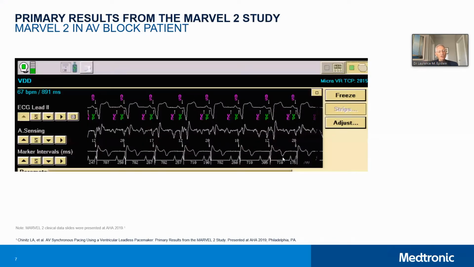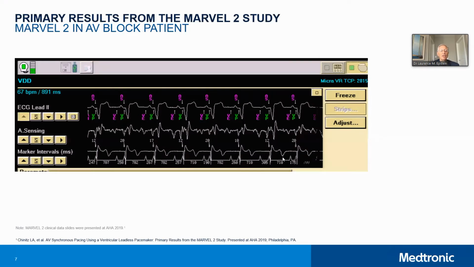So here's what you see when the programmer is up and the screen is going. This was actually from a patient that had AV block, and you can see the first line is the ECG, the second is what the atrial is seeing, and then you see the ventricular signal. And what you can see is the VE on the top marching through, and that's the end of the ventricular period where you start sensing.